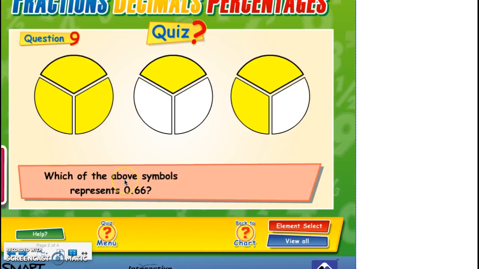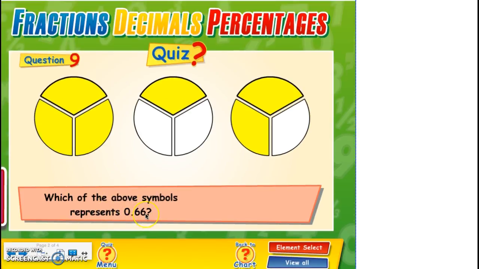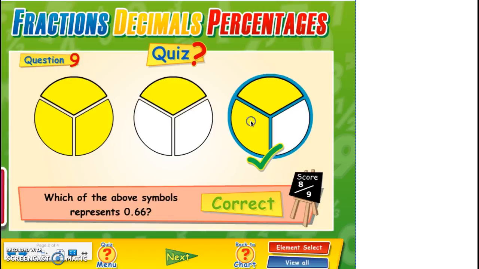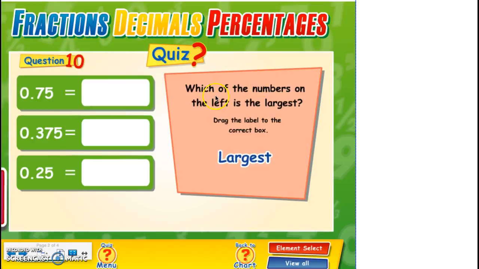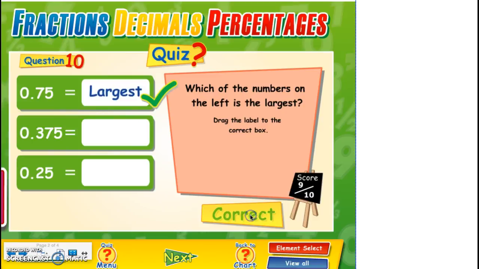All right, which of the above symbols represents 0.66? You ready for it? Elliot, you ready? Which one do you think represents 0.66? Okay, nice job. All right, question 10. Which of the numbers on the left is the largest? 0.75, 0.375, or 0.25? Which one do you think, Sophia? Think that one is? Let's see.